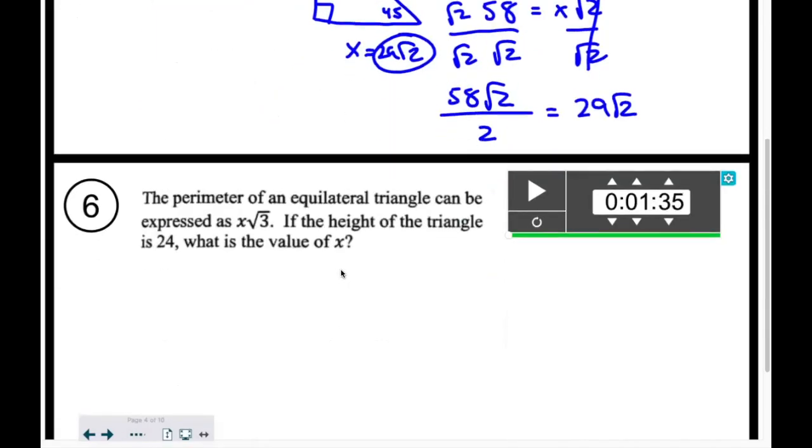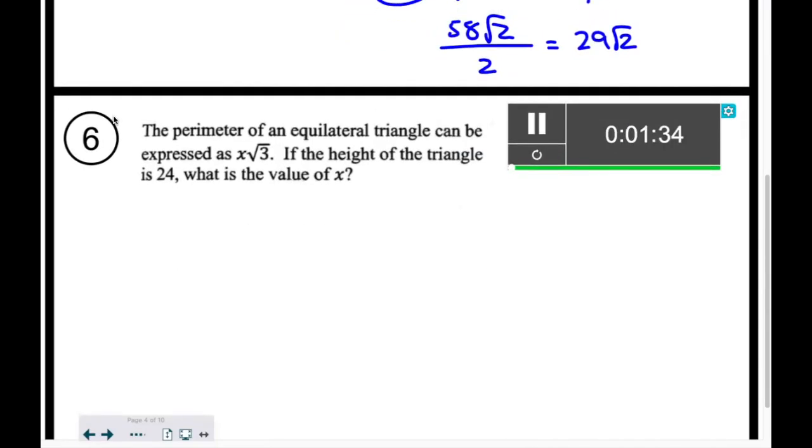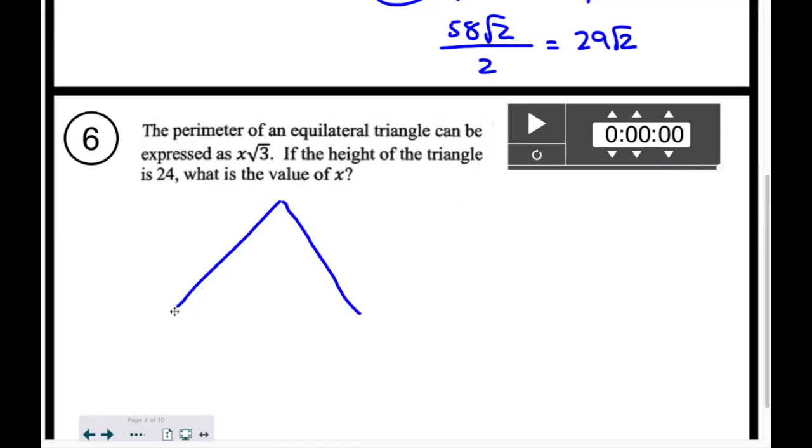Okay, let's keep going with a couple more challenging special right triangle problems. All right, so again, try this one. We have an equilateral triangle. One thing we have to realize is anytime you have an equilateral triangle, you're going to be dealing with 30, 60, 90s, because when you drop the altitude or the height down, it's going to be a right angle.